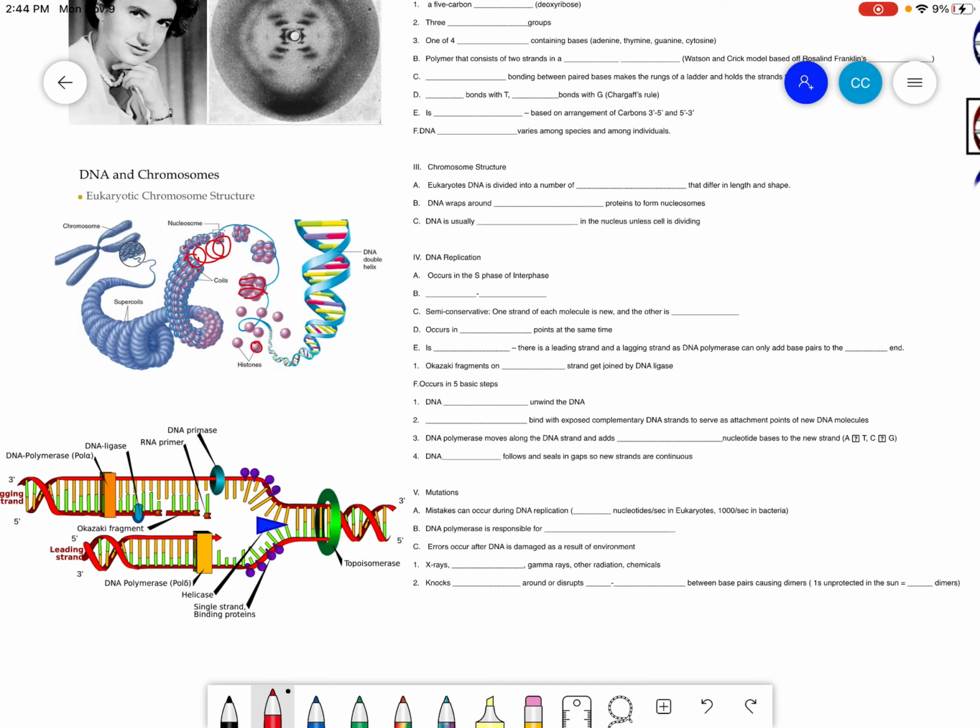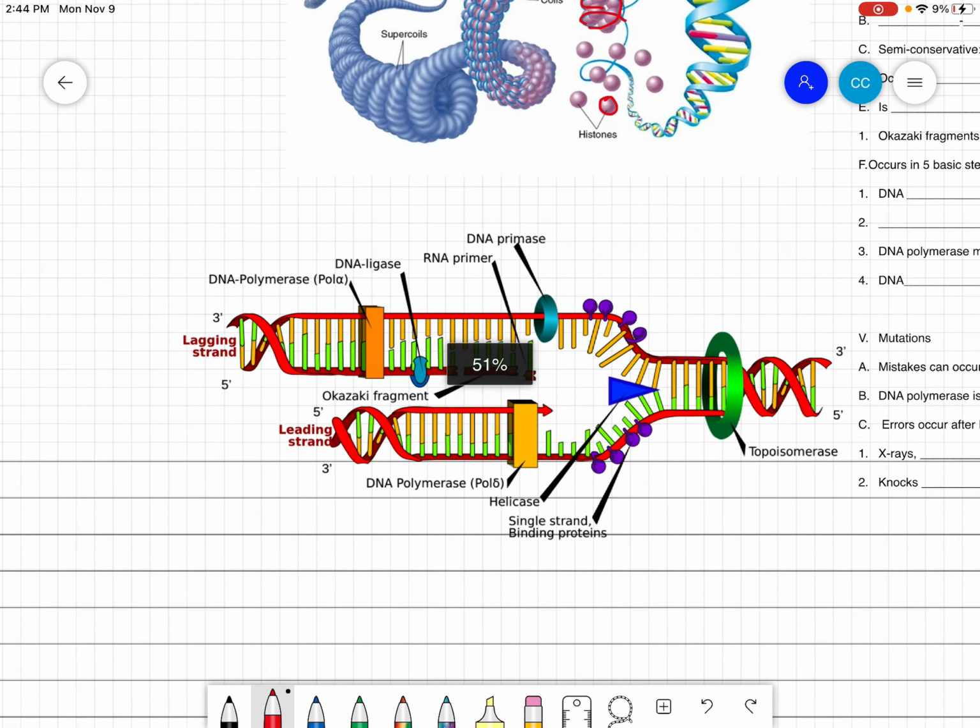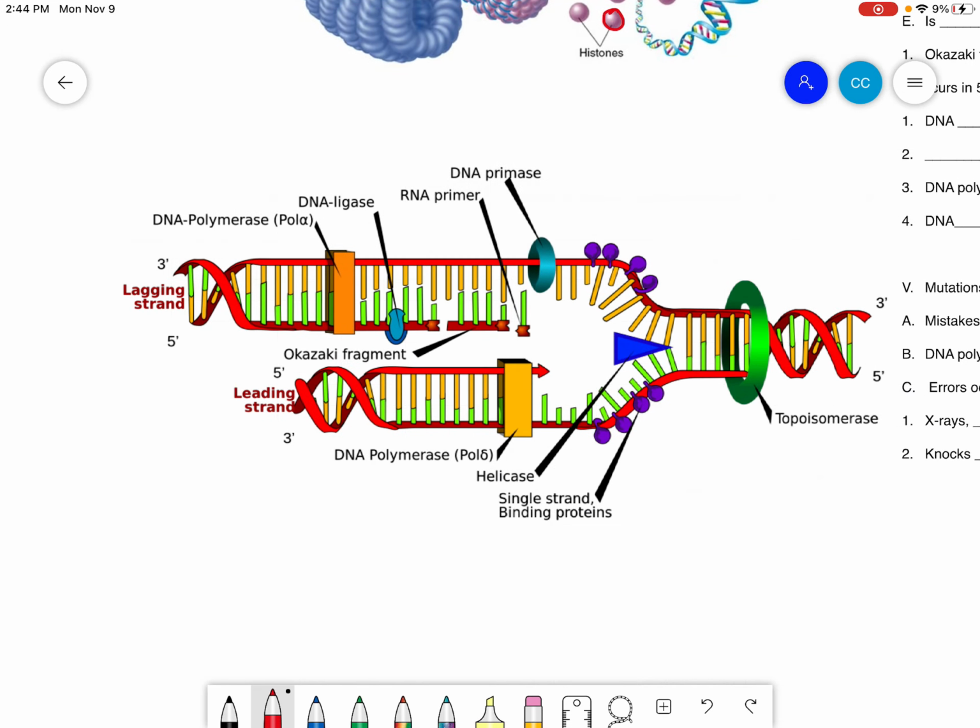So how does DNA actually do that replication? DNA replication occurs during the S phase of interphase. This is an energy-intensive process that requires a lot of energy and a lot of focus from the cell, which is why the cell doesn't do much of life's other processes during the S phase. It pauses everything else so it can focus all its energy on the DNA duplication. One strand of each molecule is new and the other is parental.